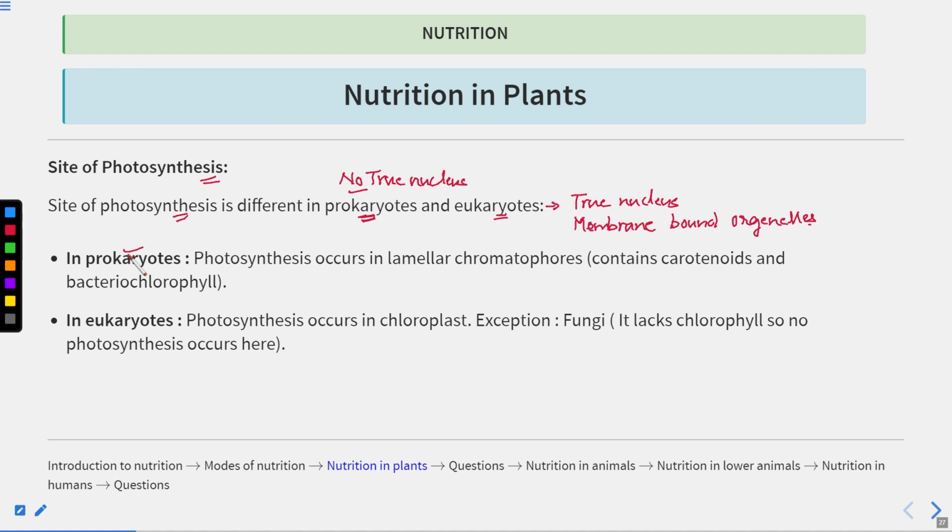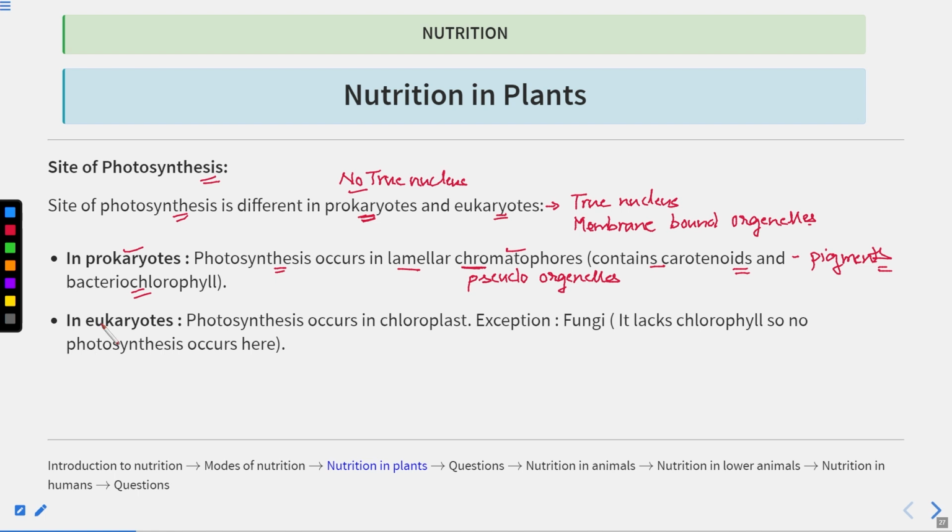So in prokaryotes, what is the site of photosynthesis? Photosynthesis occurs in the lamellar chromatophores. All right. Now these chromatophores are also known as pseudo-organelles. Pseudo means false. They contain carotenoids and bacteriochlorophyll. So these are also a kind of photosynthetic pigments which are involved in photosynthesis. Okay. So in prokaryotes, photosynthesis occurs in lamellar chromatophores.